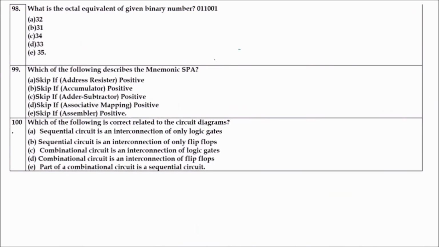2099. The next is, what is the octal equivalent of a given binary number? Now this is a binary number. How are you going to find out the octal? Make combinations of 3: 011 and 001. So that will be 31. The answer will be this one, B. We'll take the answer as B.